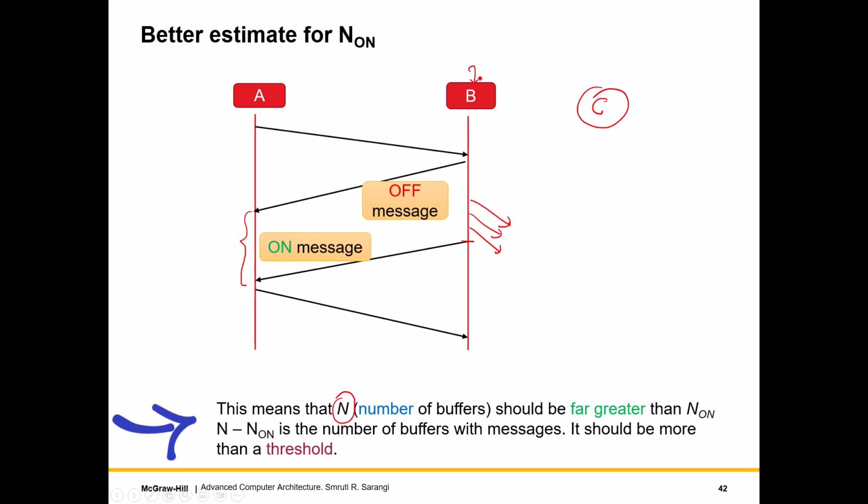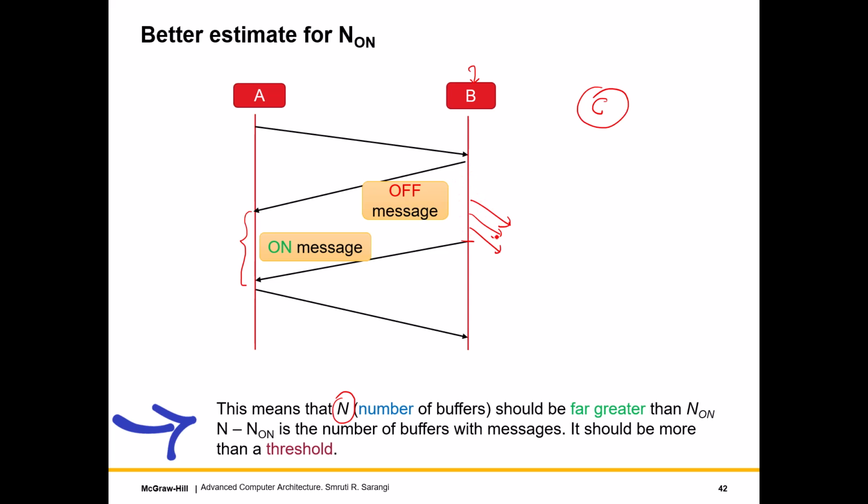So that should be evident, if not explicitly, at least implicitly. But this means that n, which is the number of buffers, should be far greater than n on, right? So it should be reasonably large. Why should it be reasonably large? Well, the reason is that you should have enough messages over here, even though A is not sending, such that during this time period, you will not remain idle.